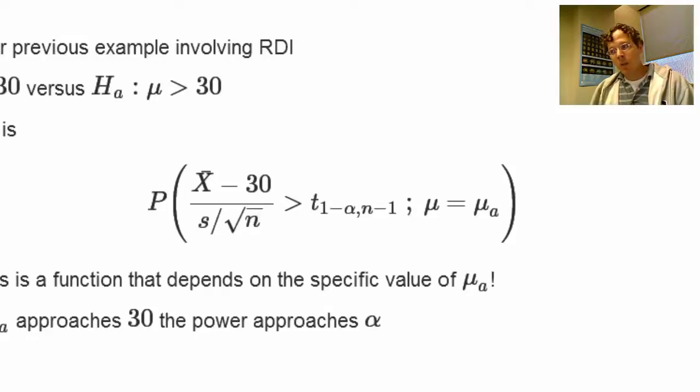So this power is a function that depends on the mean under the alternative hypothesis. If we plug in values close to 30, it's going to look a lot like our type 1 error rate. And if we plug in values way away from 30, it should get bigger and bigger to the point where it's nearly 100% if it's far enough away from 30.